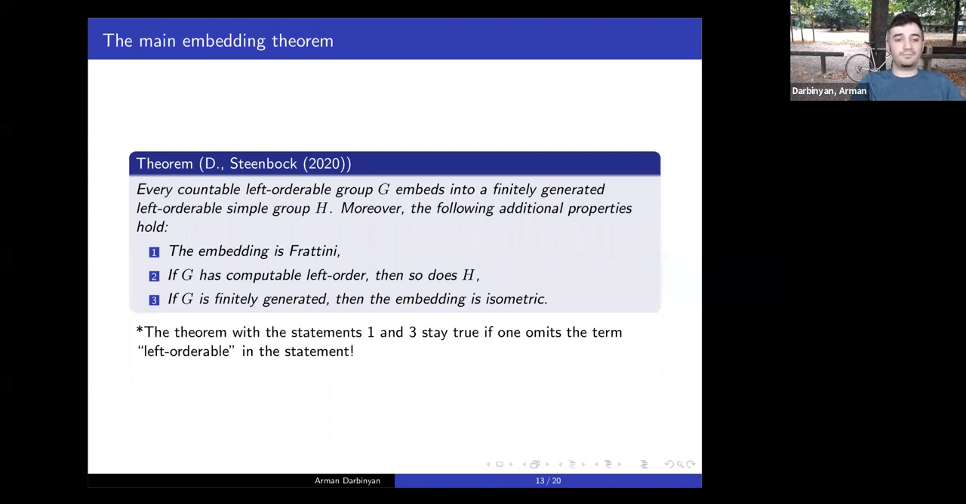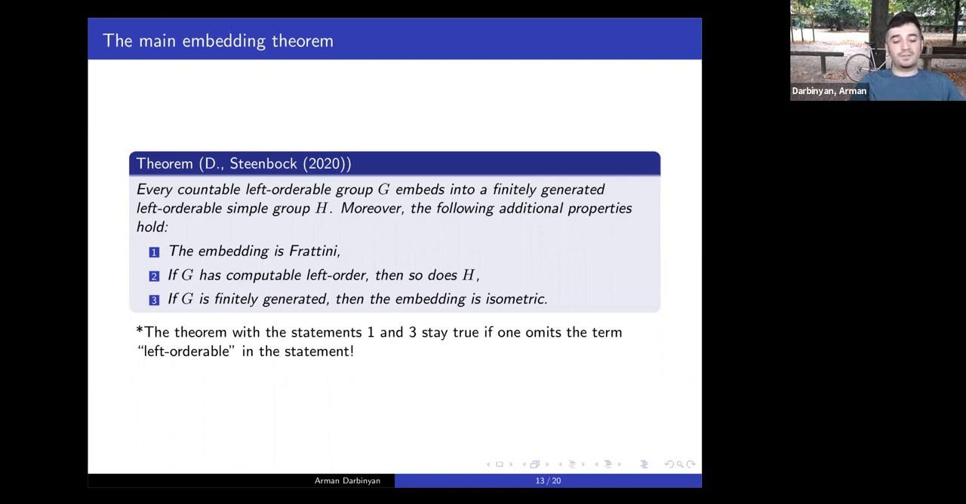First of all, these embeddings, like in the case of the embedding of Thompson, can be made to be Frattini embeddings. Second, if the order of the group G is computable, and this was not a very precise statement when I said the order of the group G is computable, in the following sense. Probably it's worthwhile to mention that there exists this theorem which is called Linnell's dichotomy theorem. And Linnell's dichotomy theorem says a countable group has either finite number of left orders, could be 0 or just any finite number, or it can have uncountable number of left orders.